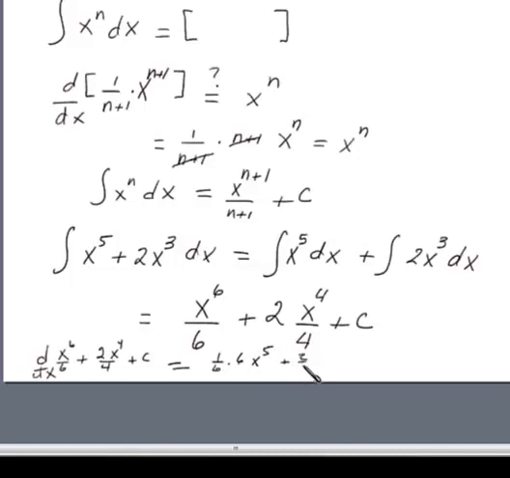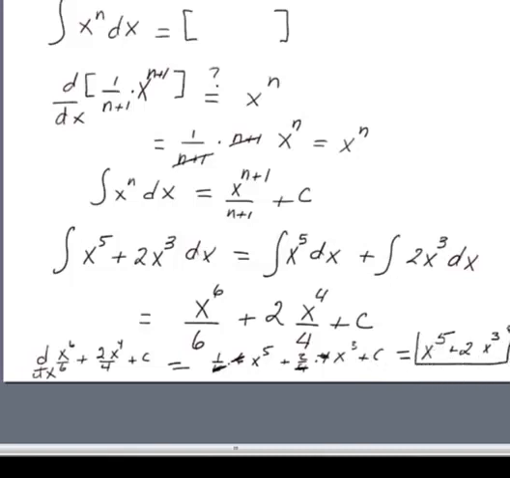plus 2/4 times 4x cubed plus the derivative of the constant, which is 0. And now we'll do the arithmetic. 1/6 times 6, so that's just a 1. So I've got an x to the 5. And it's maybe good that we didn't reduce this fraction here, because you see I've got a 4 in the denominator and a 4 in the numerator, so they're going to cancel out. And I've got a plus 2x cubed, and the derivative of the constant is just 0.